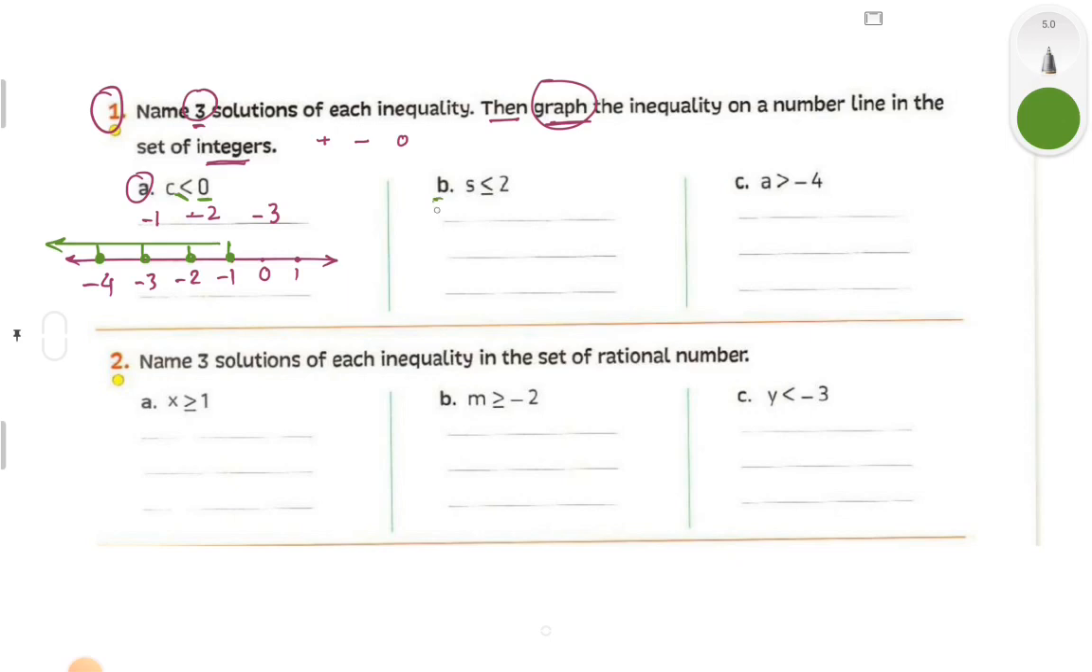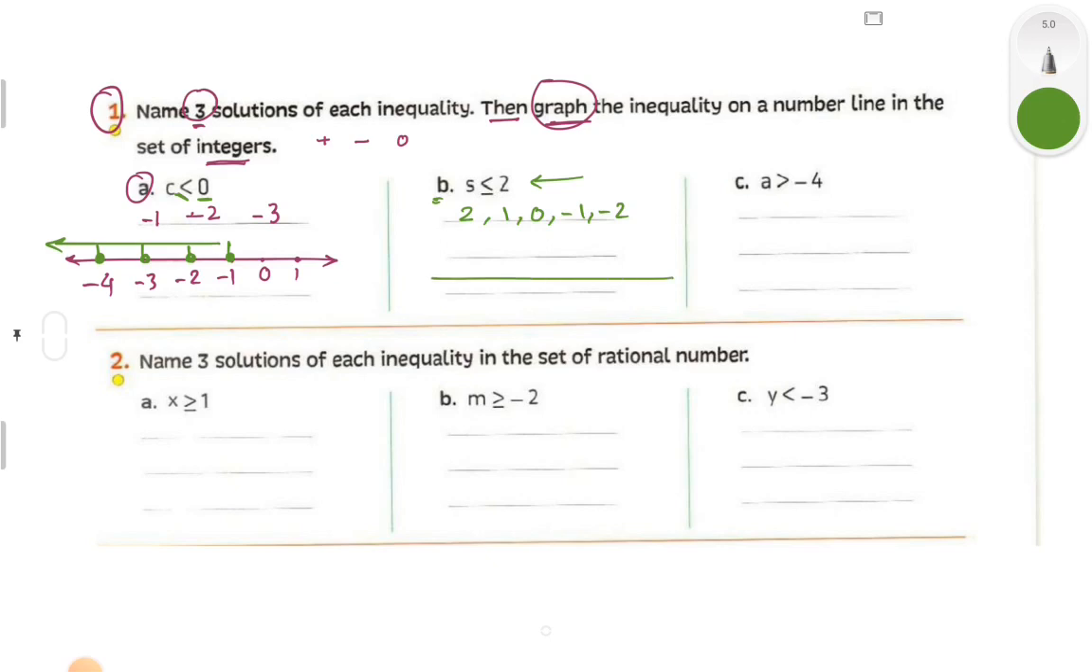B, x less than or equal to 2. So 2 belongs to the solution set. Now, less than or equal to, so 2 belongs to the solution: 2, 1, 0, minus 1, minus 2, and so on. So all these are solutions of the inequality.